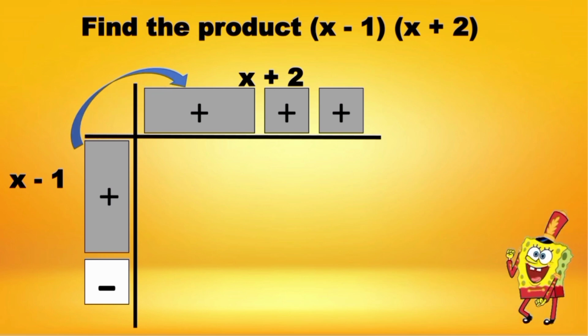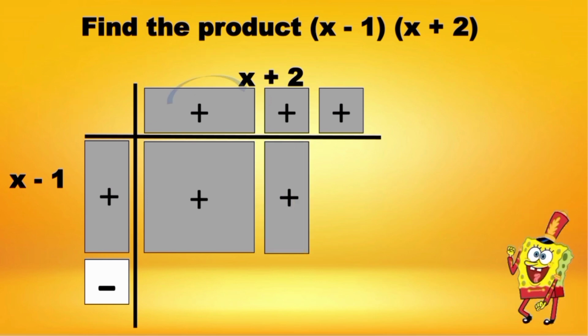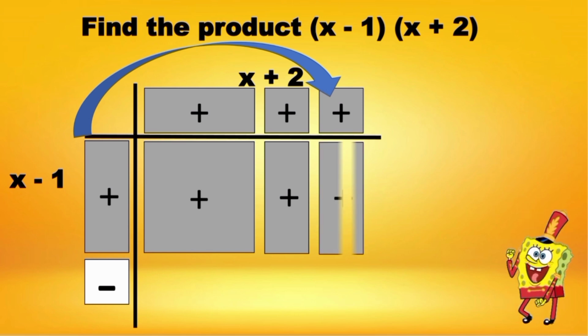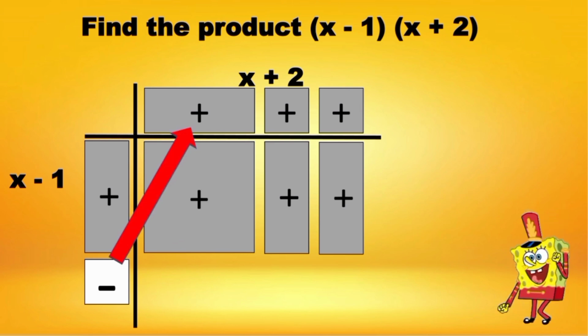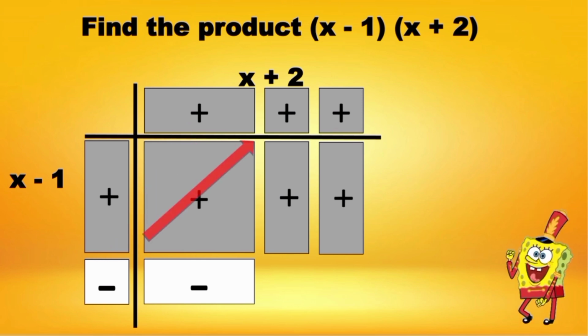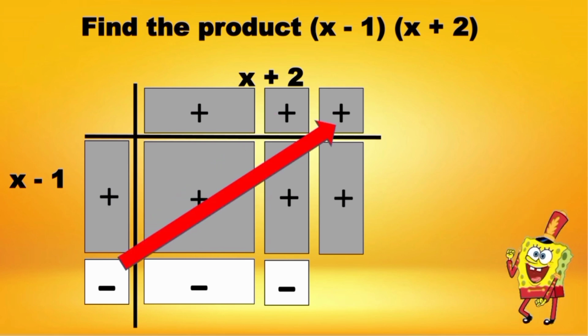X times x is x squared. X times 1 is x. Then we have x times 1 is x. Proceed to the second term. We have negative 1 times x. We have negative x. Negative 1 times positive 1, we have negative 1. Negative 1 times positive 1, we have negative 1.